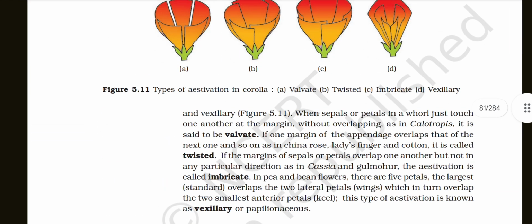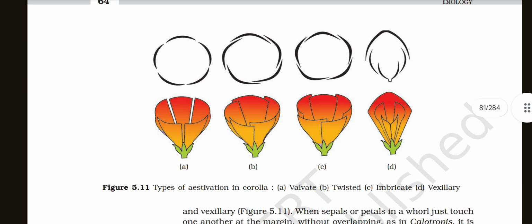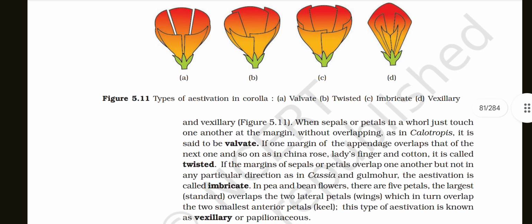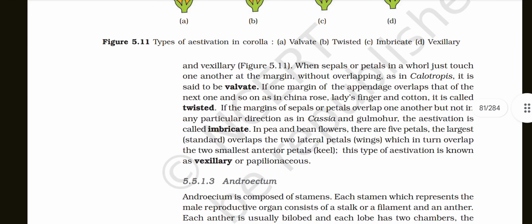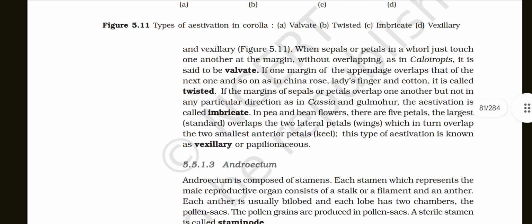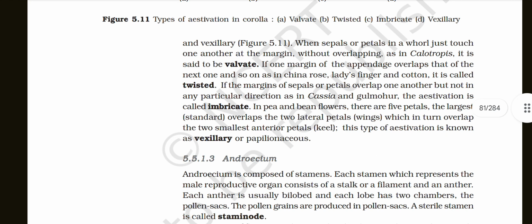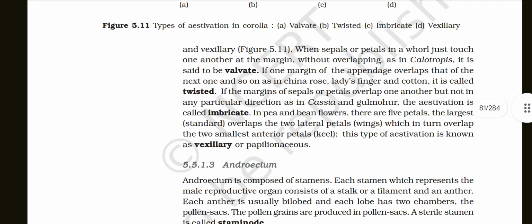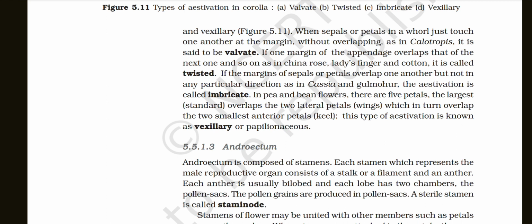A is valvate, B is twisted, C is imbricate, D is vexillary. When the sepals or petals in the whorl just touch one another at the margin without overlapping, as in calotropis, it is said to be valvate. If one margin of the appendage overlaps that of the next one, and so on, as in China rose, lady's finger, and cotton, it is called twisted.